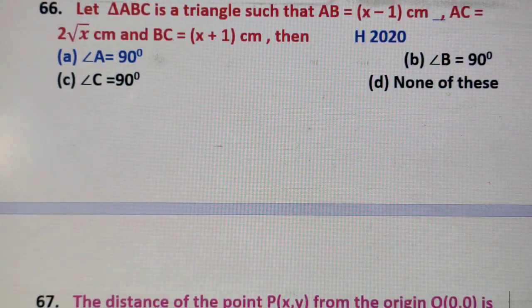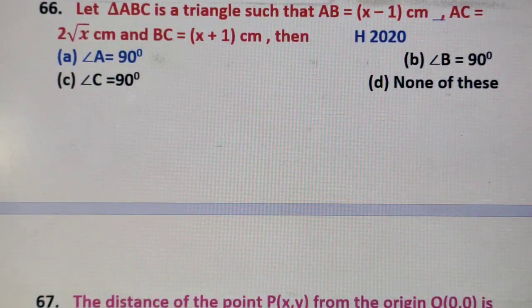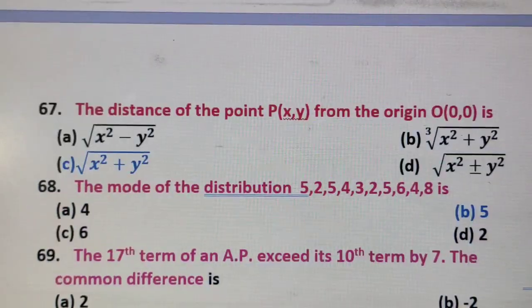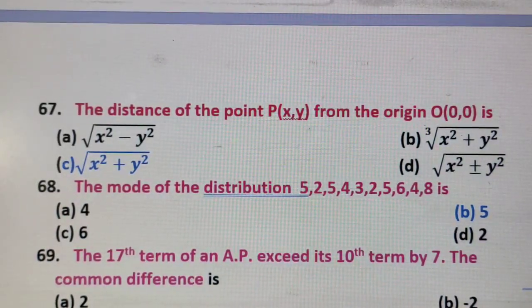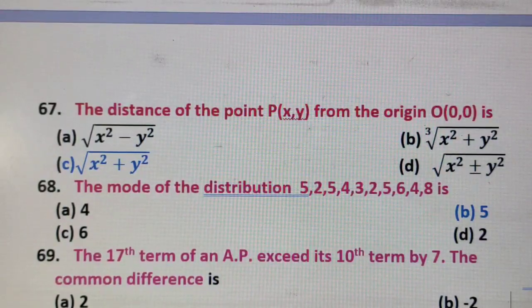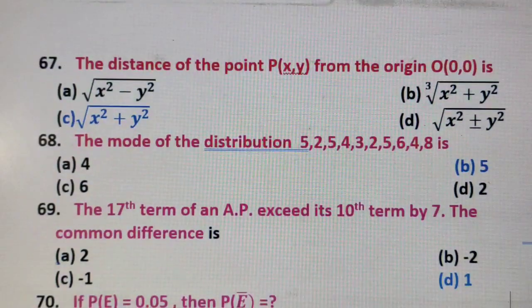In triangle ABC, AB x minus 1, AC 2 root x, and BC x plus 1 centimeter. If we check, we get AB square plus AC square equal to BC square. That is, BC is the hypotenuse, that is angle A equal to 90 degree. The distance of the point P(x, y) from the origin (0, 0) is root over x square plus y square. The mode of the distribution, mode means the maximum number of times occurs, that is 5.